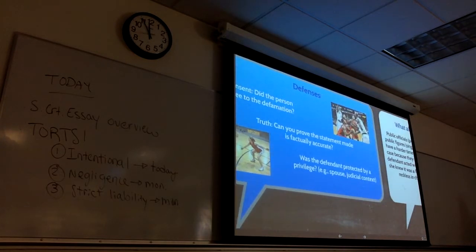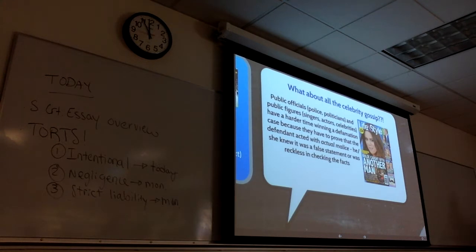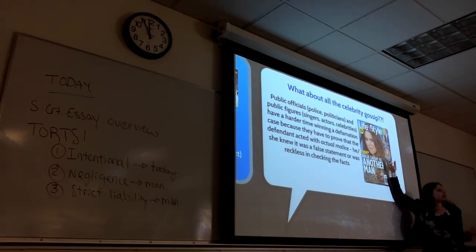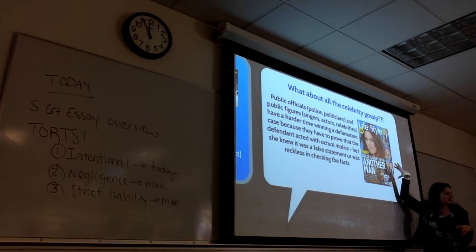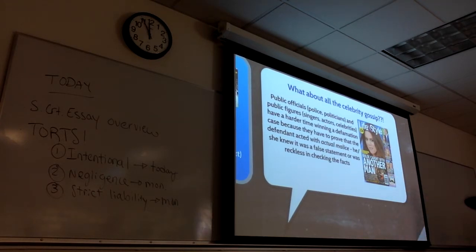This is the big one students struggle with that I want to make sure is clear. I know this is an old magazine. Here's what I love about the Kardashians. I don't have to update this picture, and there's probably a similar magazine out right now with the same kind of thing on it. It's amazing. I love the Kardashians. So that's Chloe, right?